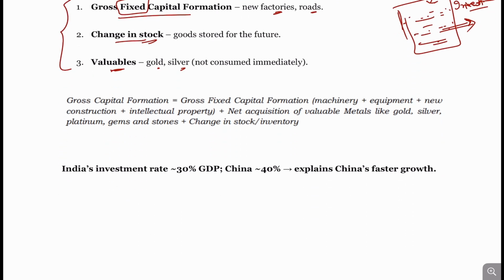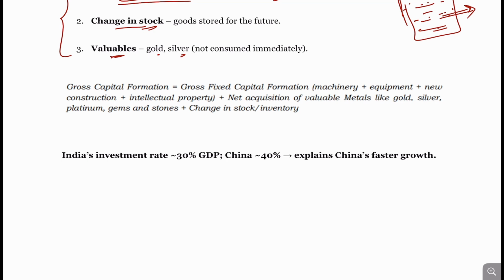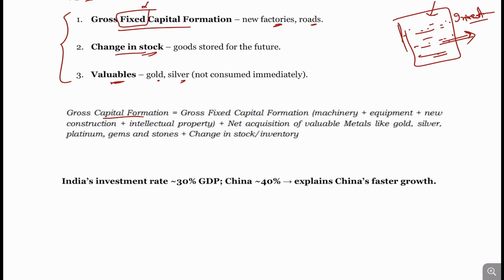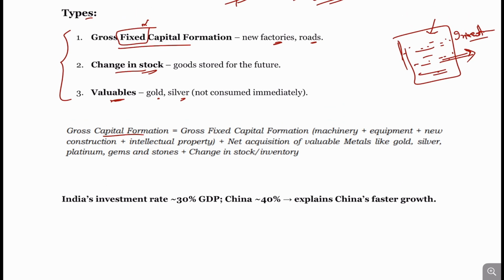Another thing that is very important that you need to remember is gross capital formation. What is this gross capital formation? Capital formation includes, first, fixed capital. Fixed capital may be machinery, equipment, construction, intellectual property, etc. This is fixed capital plus valuable materials like gold, silver, etc., plus change in the stock. Everything when you add, then we arrive at the capital formation.